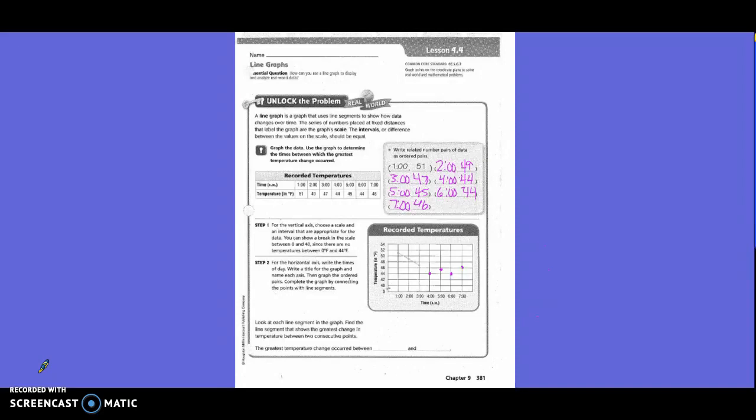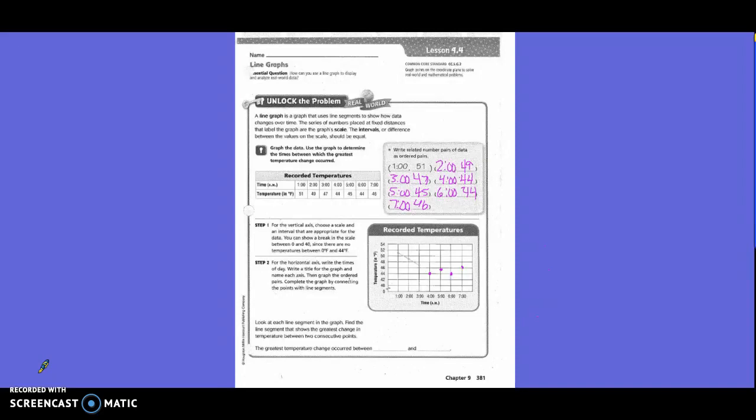Then it says for the vertical axis, choose a scale and an interval that are appropriate for the data. You can show a break in the scale between 0 and 40 since there are no temperatures between 0 degrees and 44 degrees. So instead of writing 0 to 40 by intervals of 2, they just put that little zigzag line that identifies that they skipped some. And then they put their X and Y axis labels.